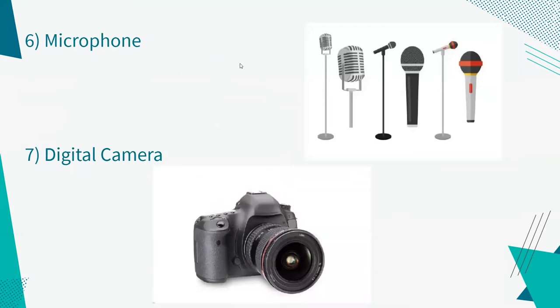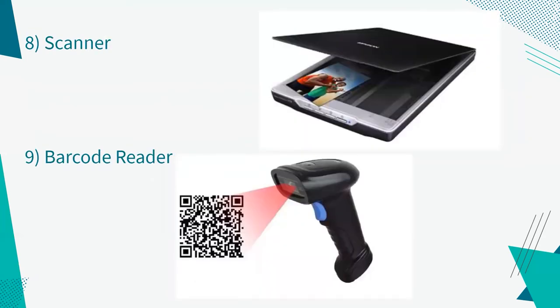And then you can see microphones, which are used to get an audio input to the computer. And you can see a digital camera in the seventh picture and a scanner. Here you can see a scanner, which is used to get a soft copy of a hard copy. And then we have a barcode reader, which you can see in supermarkets and grocery stores.